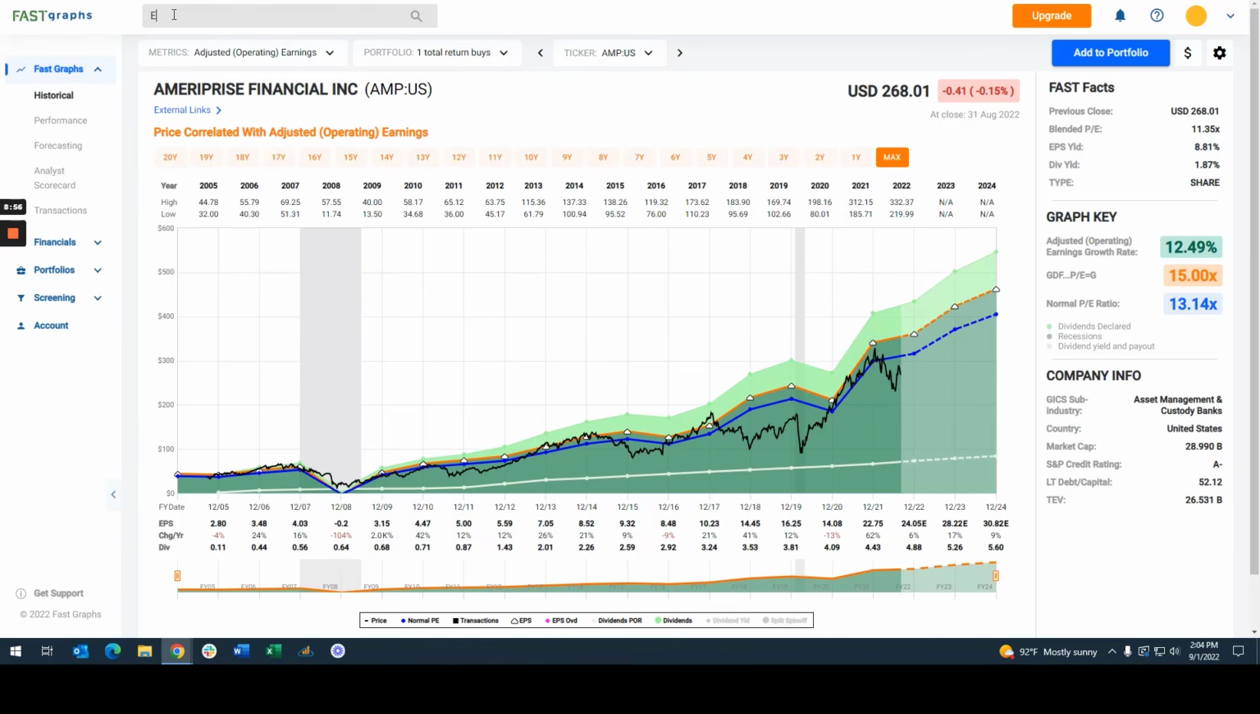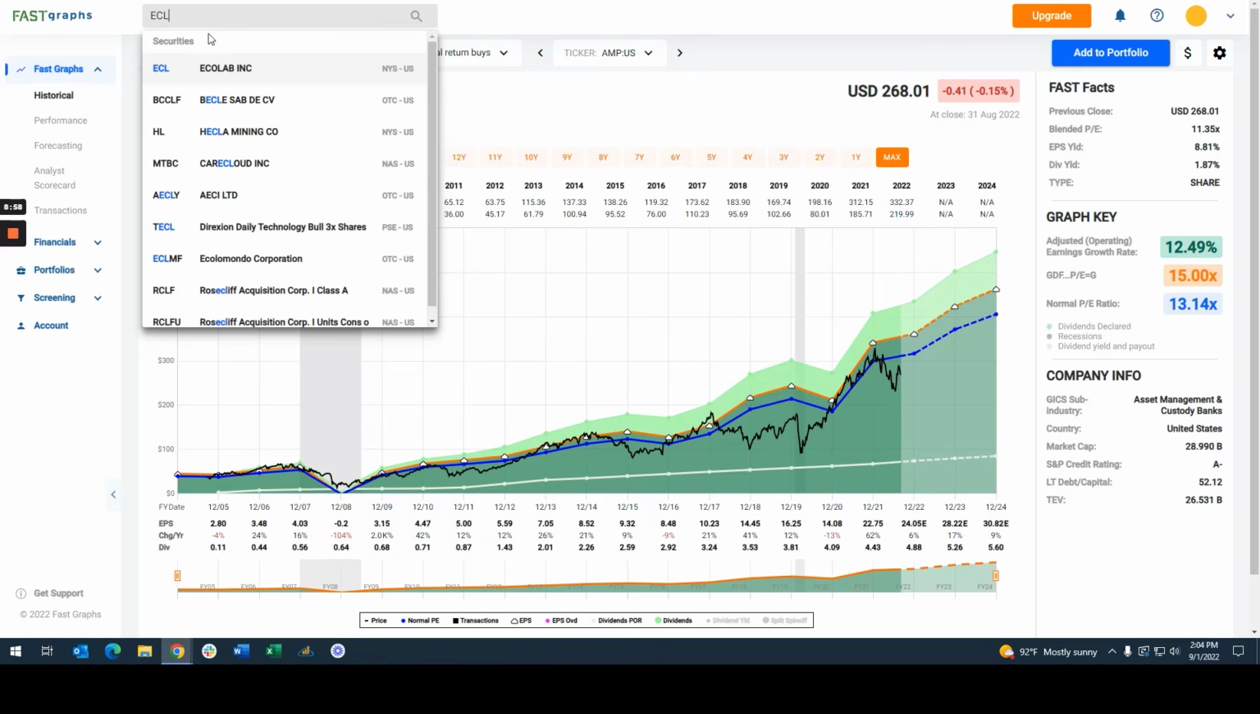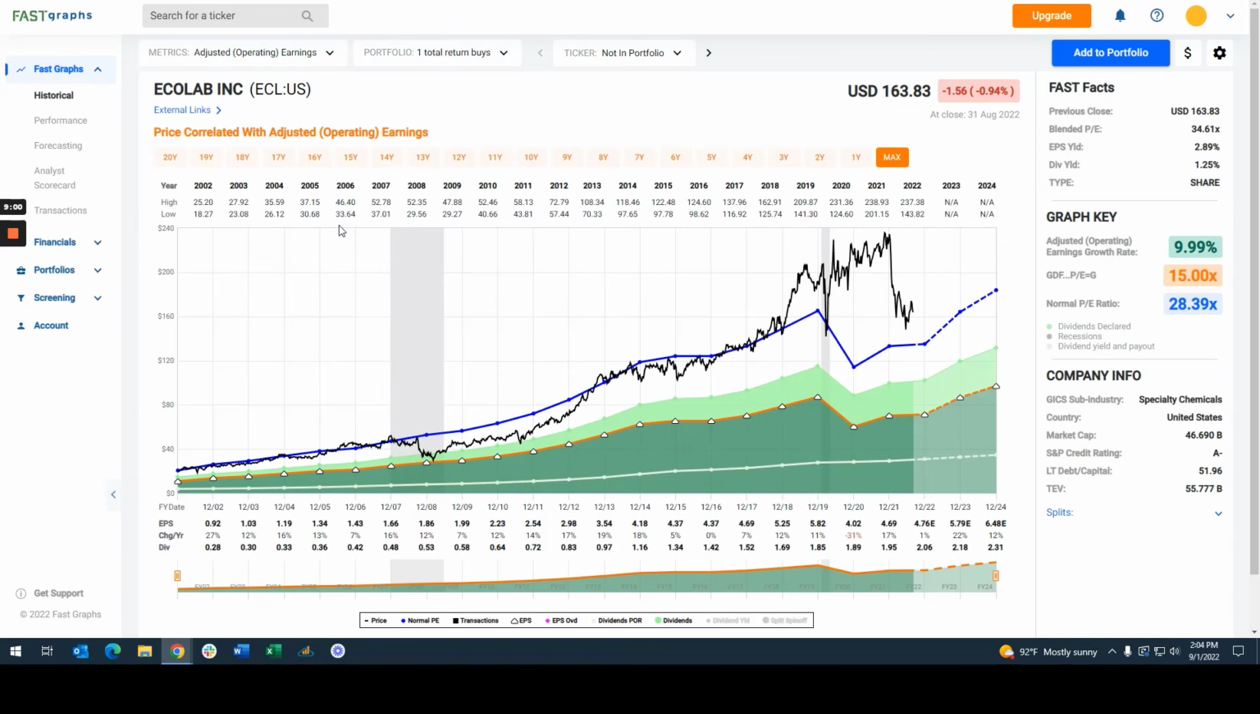Now, you can also take a look at companies like Ecolab, for example. Ecolab is a company that, for whatever reason, and FASTGraphs isn't going to answer that for you, here we have a 10% grower, A-rated company with 51% debt, and the market typically wants to trade this at around a 25 to 30 multiple. Now, I want to also interject that the algorithm does the math and puts a precise number here. But again, that number isn't really perfect because you want to look at whether that number is a range.